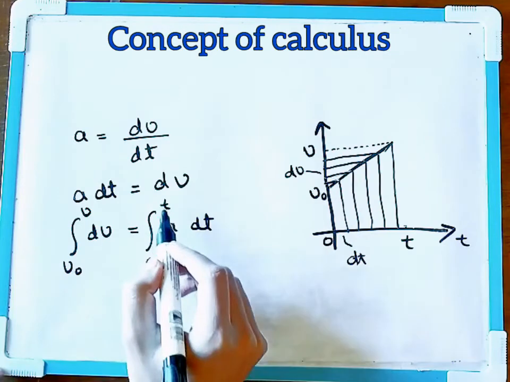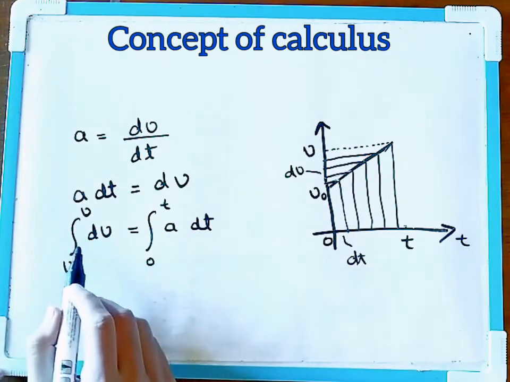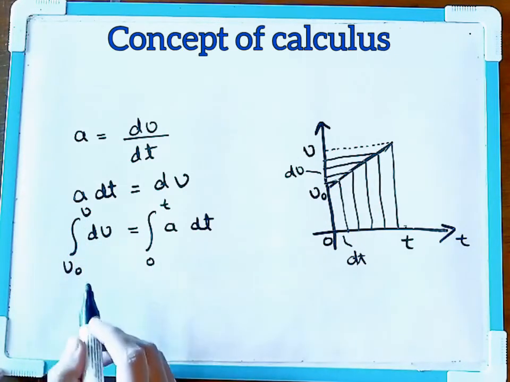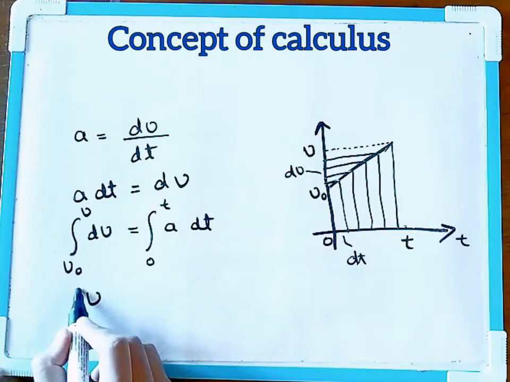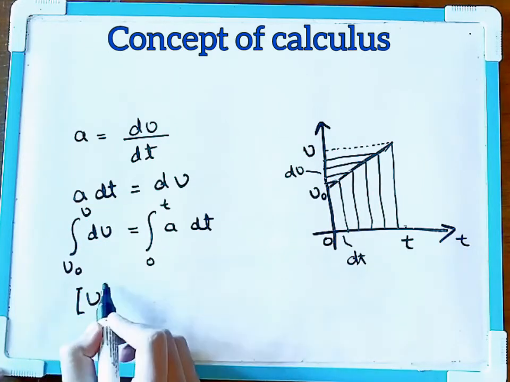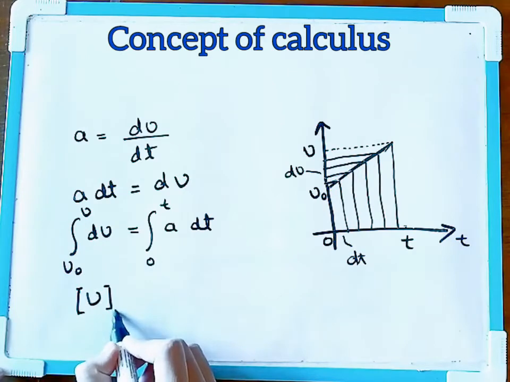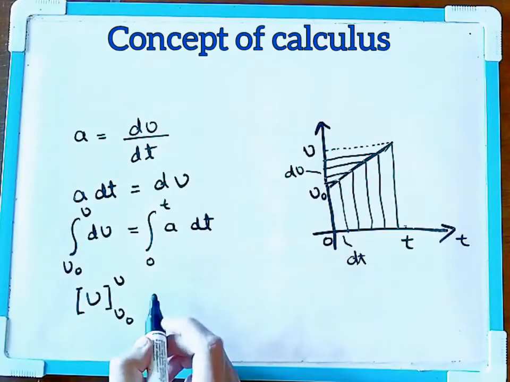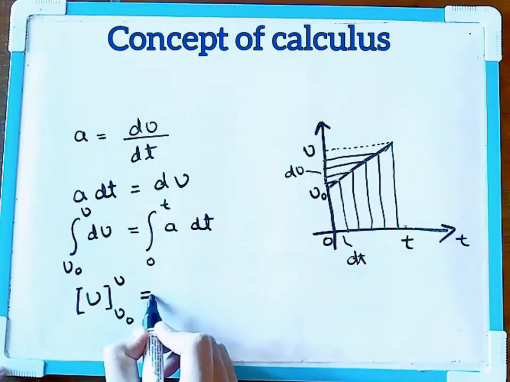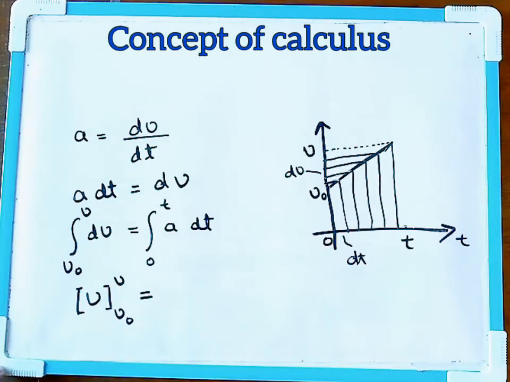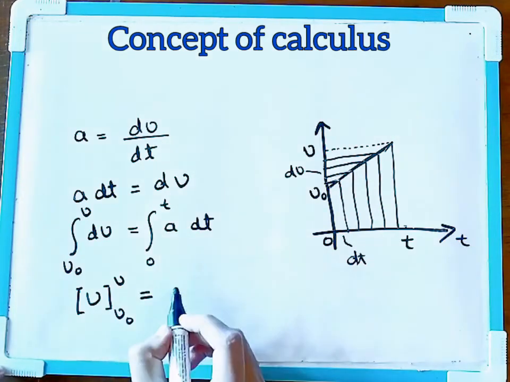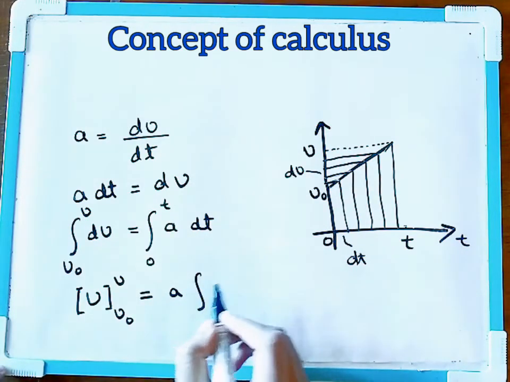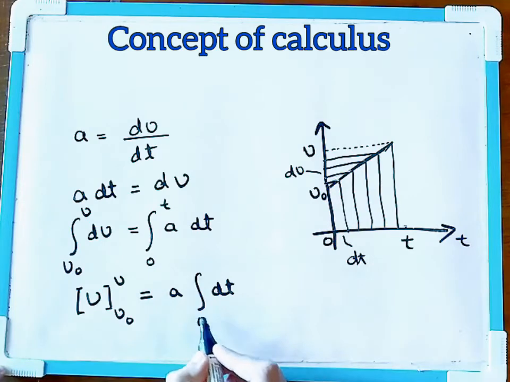So integration from 0 to t will have a dt. Again here, if you sum all dv, what you'll get is v. But since you have the limits, you write v, then we have the limits v0 and v. So this is a mathematical step. And here also, a is constant. Remember, when you have a constant, you don't take it inside the integration, so you take the acceleration outside of the integration. So you have a dt, then from 0 to t.